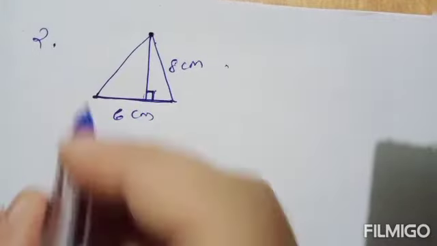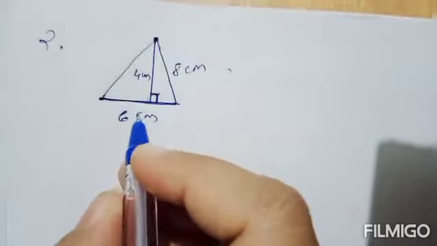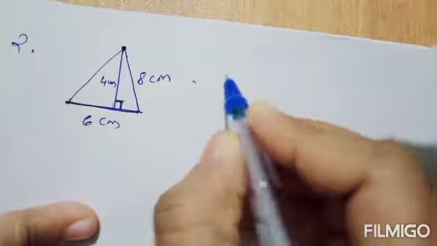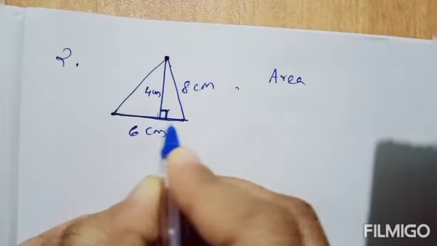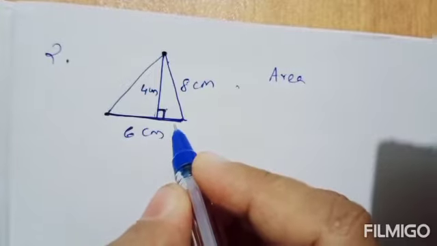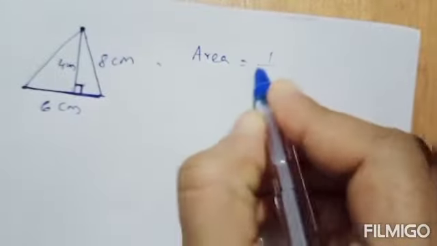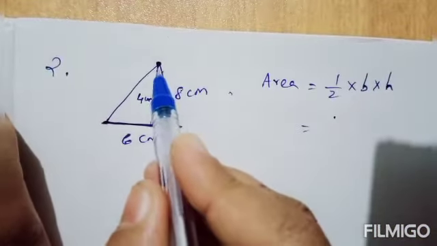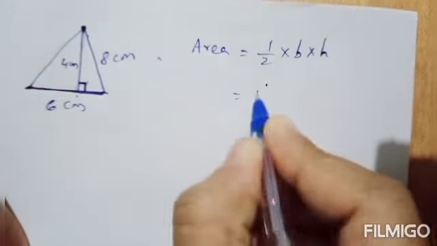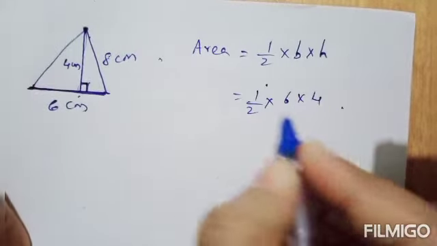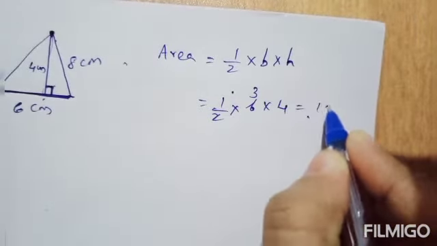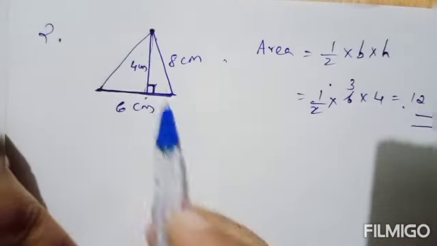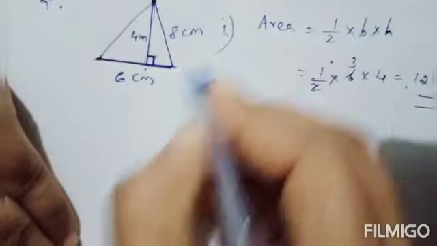Okay, now this height is 4 centimeter. You have to find, first question, the area of the triangle. When the base and corresponding height are given, you know the formula. Area of triangle is half into base into height. Here base is 6 centimeter, height is 4 centimeter. So half into 6 into 4, you will get 12 centimeter square. This is the area of this triangle.